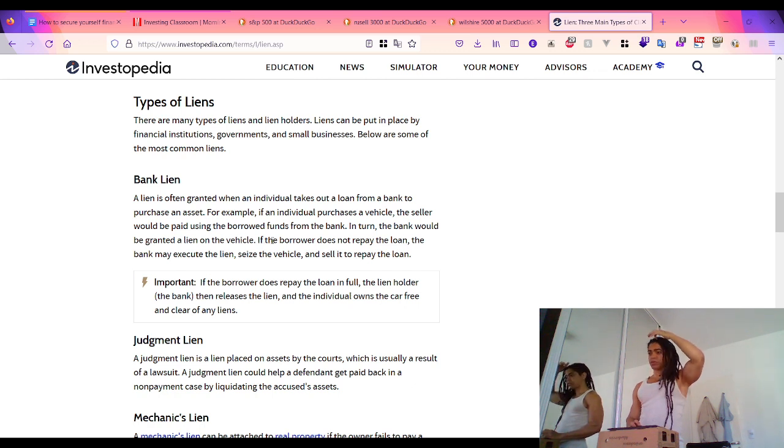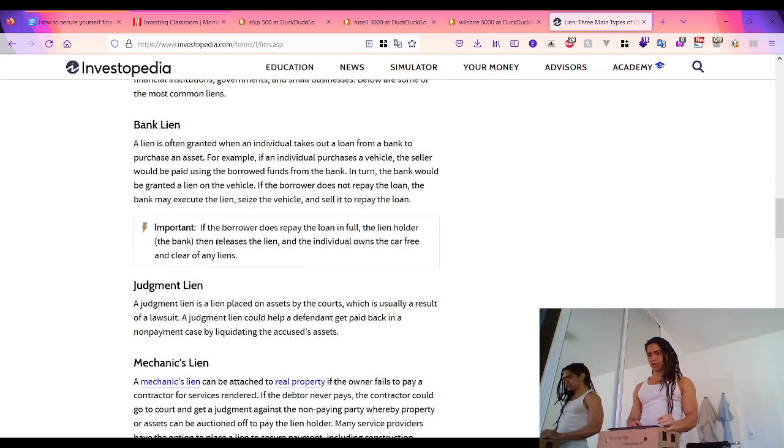If the borrower does not repay the loan, the bank may execute the lien, seize the vehicle, and sell it to repay the loan. Important. If the borrower does repay the loan in full, the lien holder, the bank, then releases the lien, and the individual owns the car free and clear of any liens. Allegedly. Bank lien, okay?